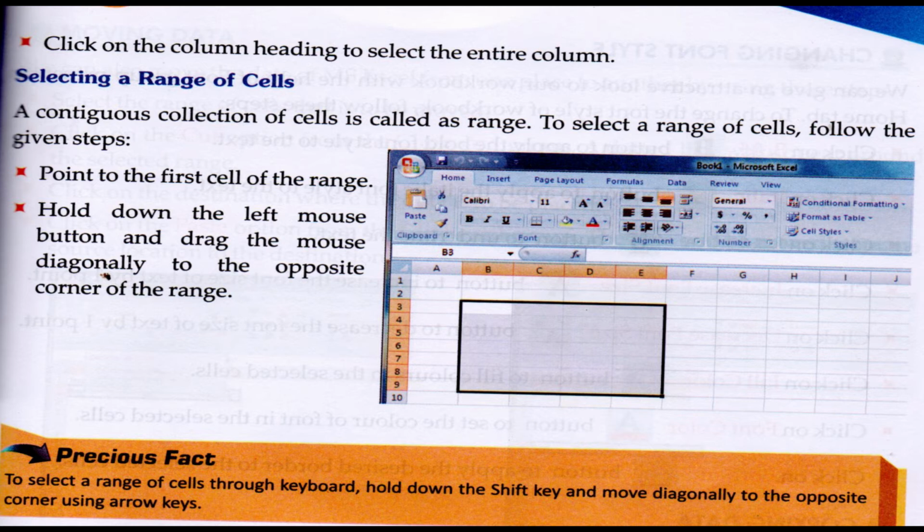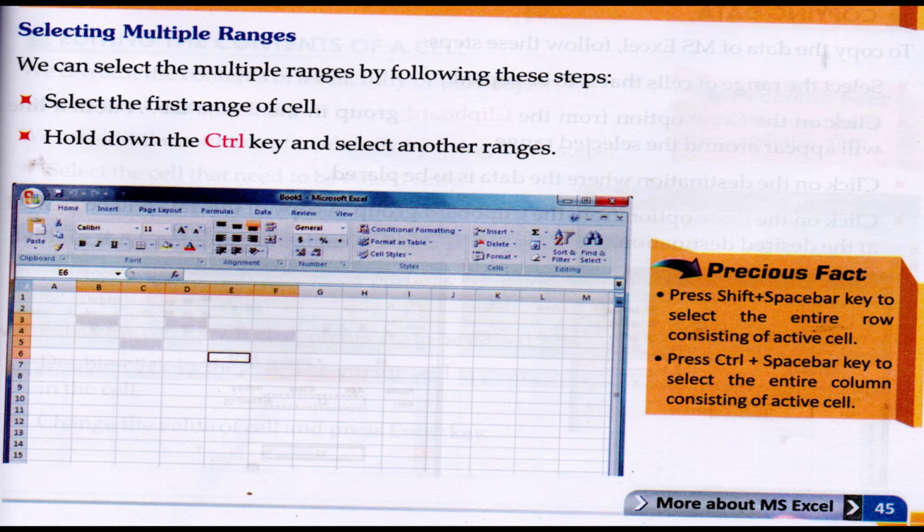Then how can we select multiple rows or columns or multiple ranges? Hold down the Control key while clicking on the row heading or column heading, or hold down the Control key while dragging in the worksheet.